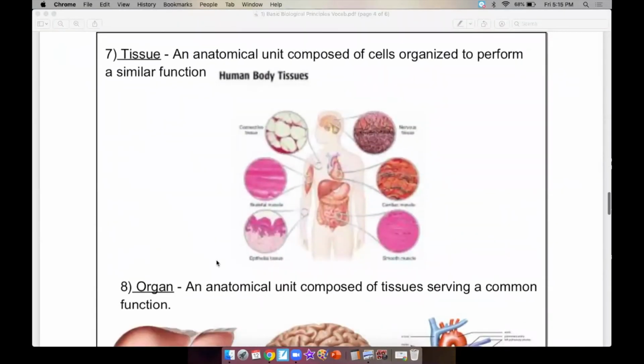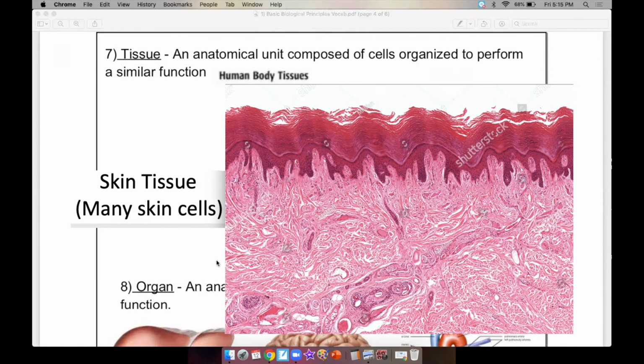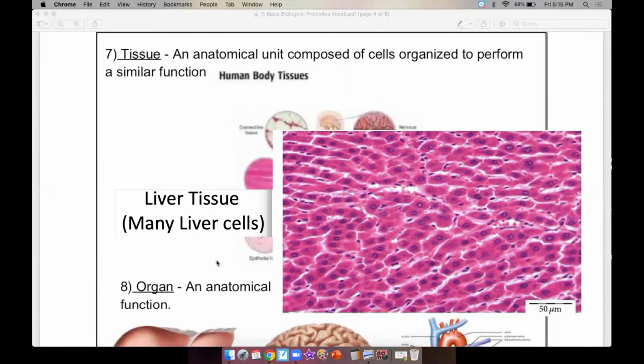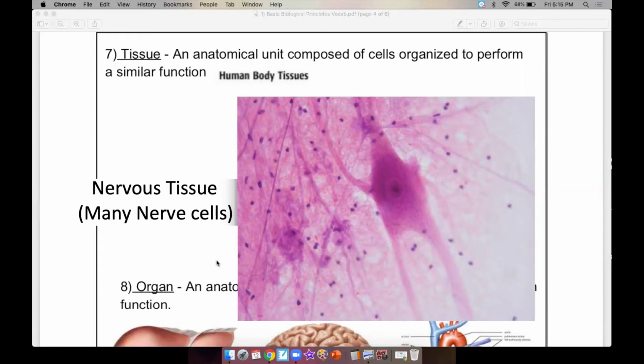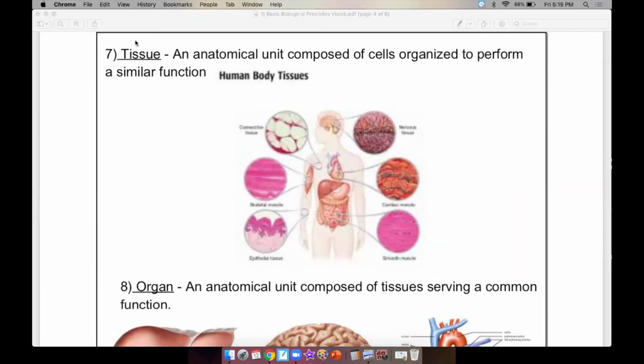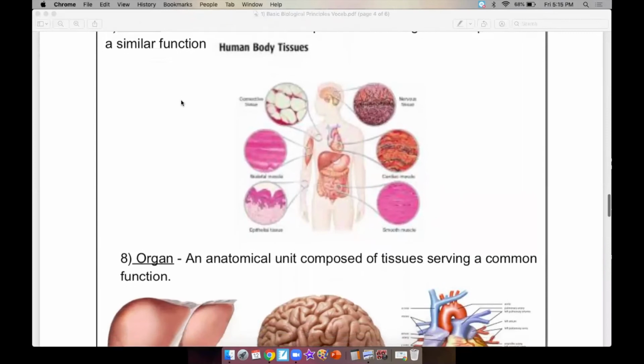All right. Now we're going to zoom out even more. Okay, that zoom tool I was just using doesn't zoom out this far. But if you got all of those cells together, you can get a tissue. An anatomical unit composed of cells organized to perform a similar function. So a bunch of skin cells make up the entirety of your skin. A bunch of liver cells make up parts of your liver. A bunch of brain cells make up your brain. Right? So tissues are just clumps of the same type of cell working together.